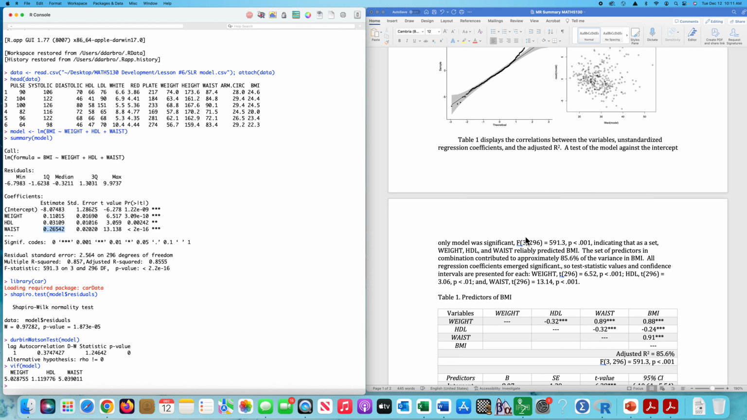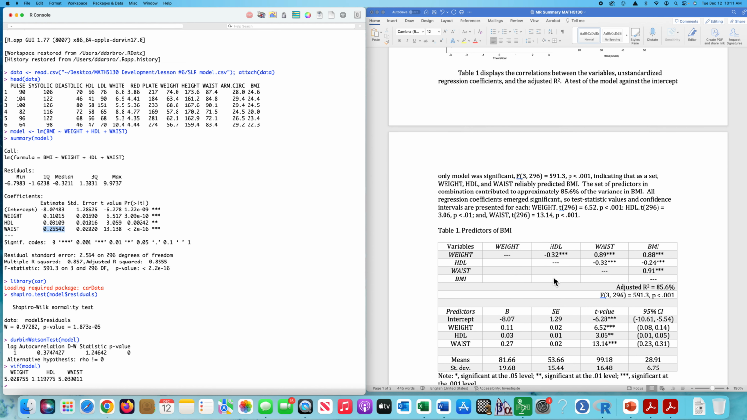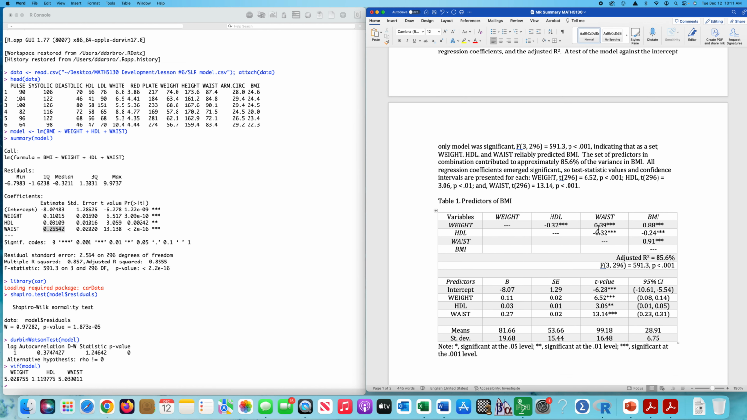Now, if you go on down, you can see that I've reported the results, but you can also see that the correlation between waist and weight is not only statistically significant, but it's almost 0.90. That's an extremely high correlation. So what this is telling me is that waist and weight are so highly correlated that not only are they causing these mathematical issues behind the scenes in these calculations, but one of them needs to be deleted.